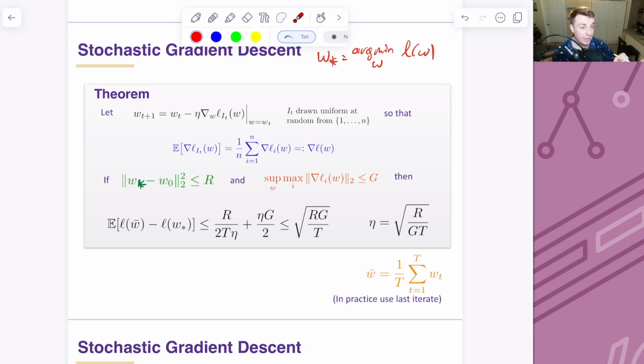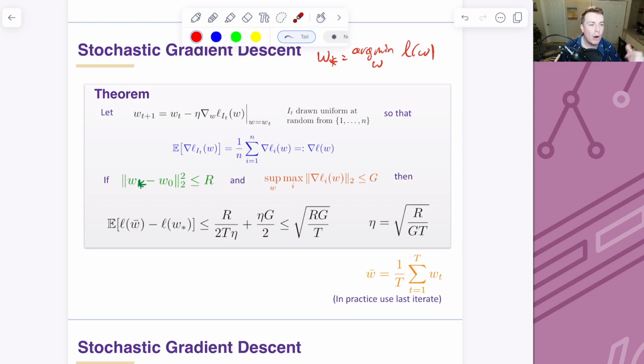Even in squared error or any other loss, for any step size, I can upper bound how bad it is by R, again how far off we started, over 2 T eta, where capital T is the number of iterations and eta is our step size, plus eta times G, the size of the largest gradient, over 2. That's telling you how bad your loss is going to be: at most this bad.